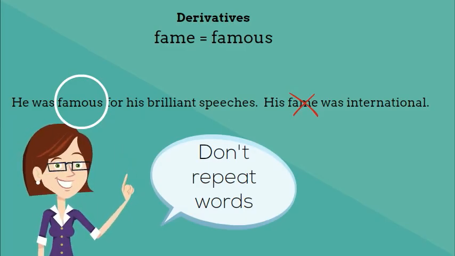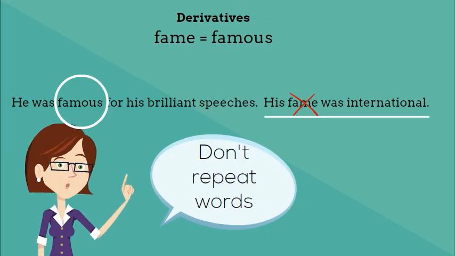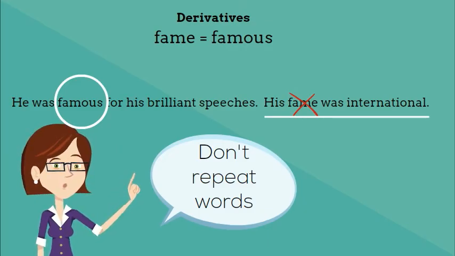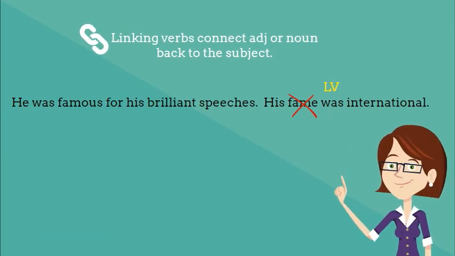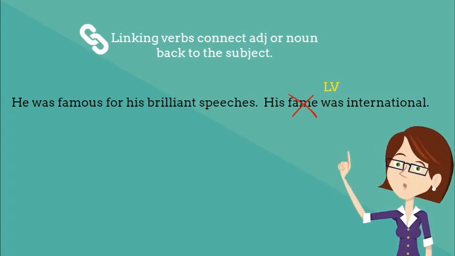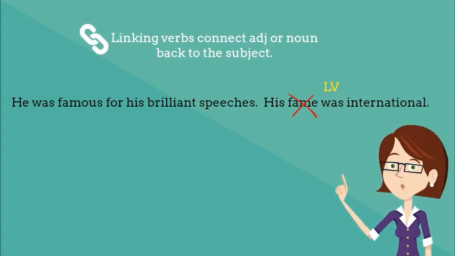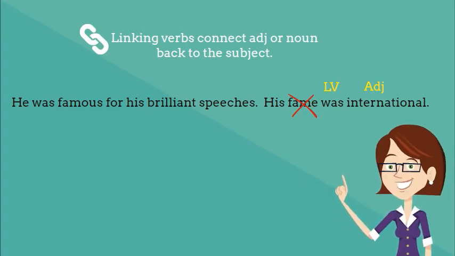I need to look at the remaining words to see what important word is left in the second sentence that I can still add to the first one. Remember that linking verbs have nouns or adjectives that connect back to the subject to identify or describe them. In the second sentence, I'm left with the adjective international that is describing his fame.